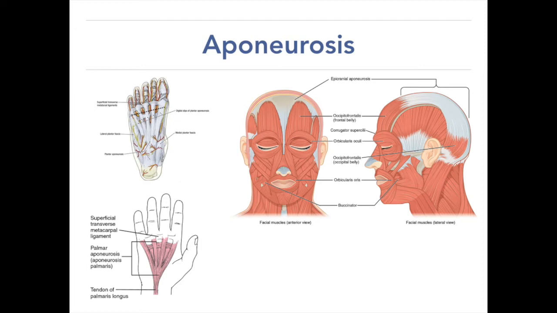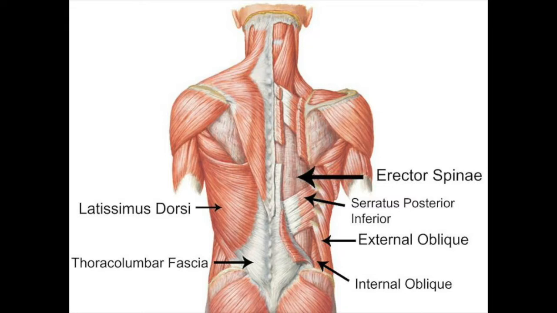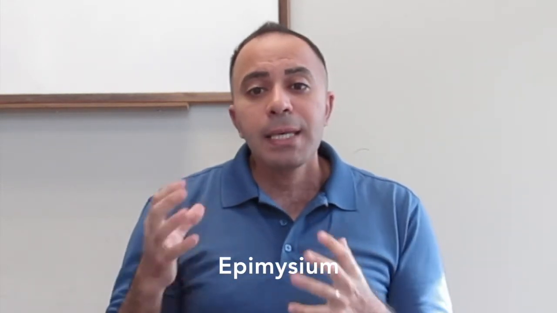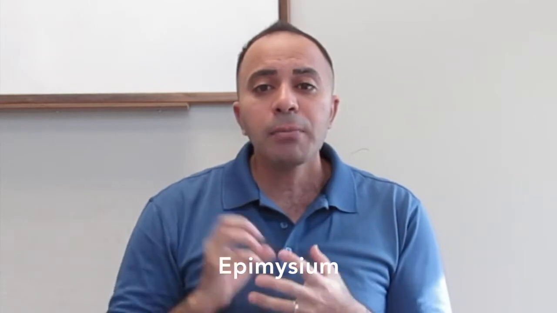Examples of the aponeurosis or the aponeurotic fascia are the palmar aponeurosis, the plantar aponeurosis in the feet, the thoracolumbar aponeurosis, and so on. The second deep layer is the epimysium fascia. This layer surrounds the entire muscle.